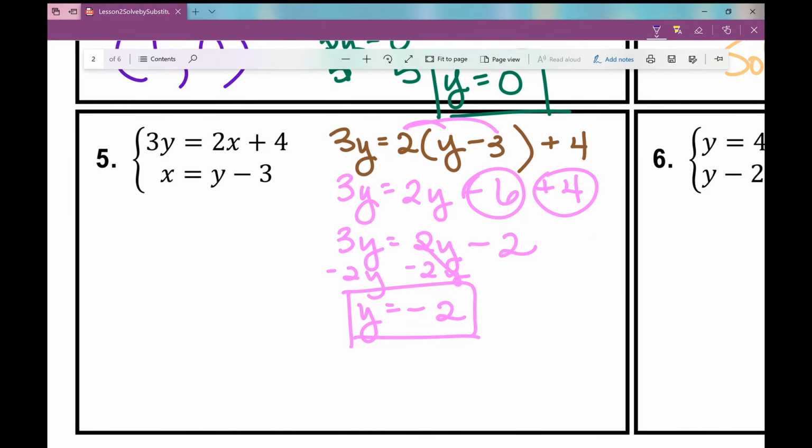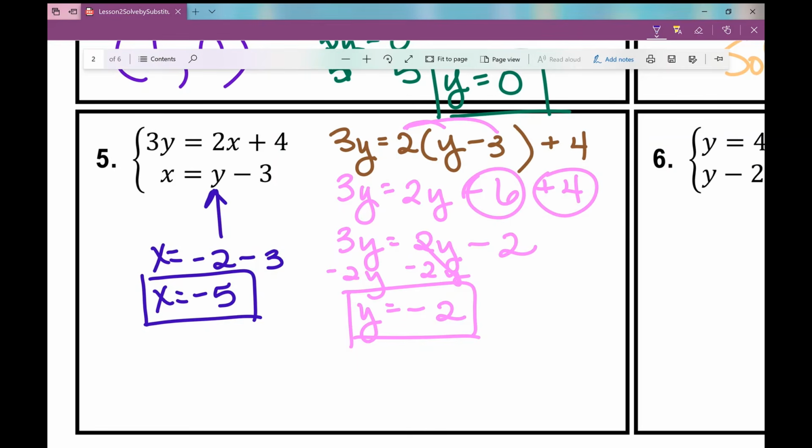I need the value of the other variable. So if y equals -2, anywhere I see y in any equation, I can replace it with -2. Some of you might want to choose this equation. I have no idea why, because in this equation, x is already solved for. It'd be much easier to replace y with negative 2 in that second equation. So x equals negative 2 minus 3, which means x equals negative 5.